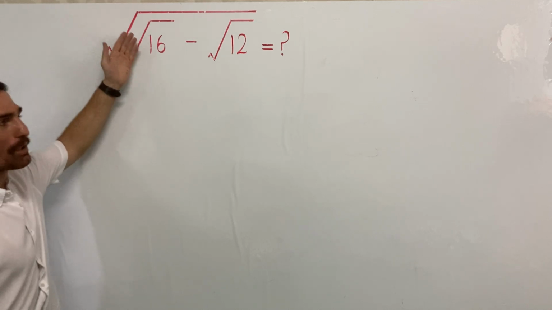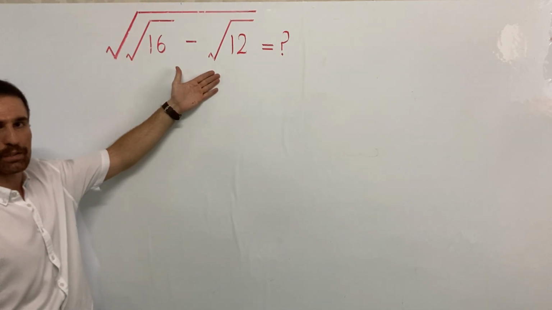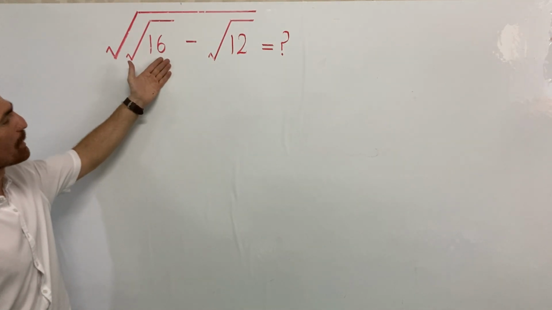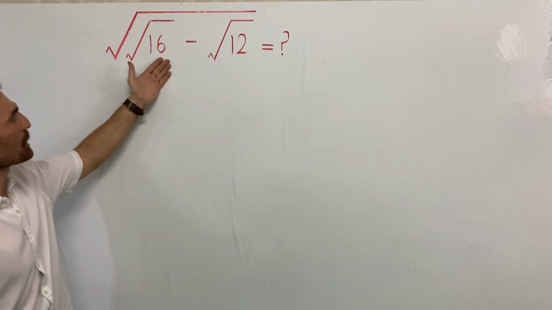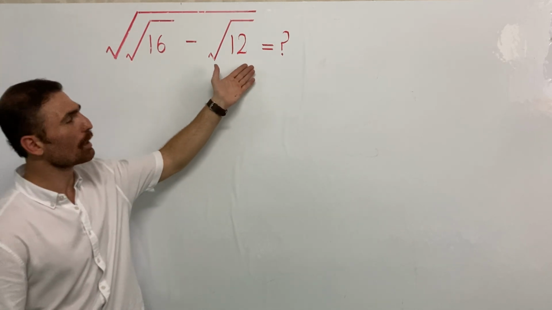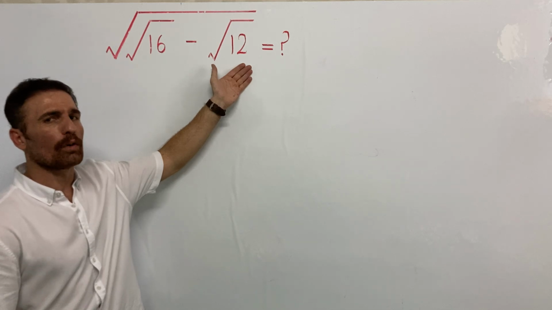We are going to find the value of the square root of this expression, but where should we start the solution? As you know, 16 is a perfect square, so the square root of 16 is 4. But how about 12? 12 is not a perfect square, so what can we do?